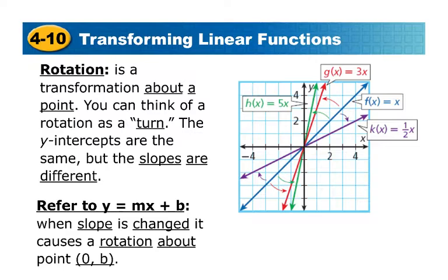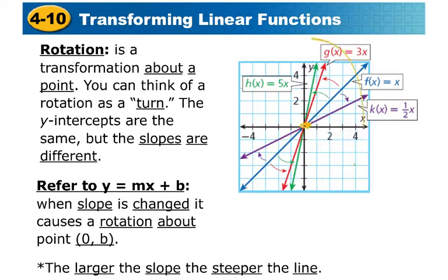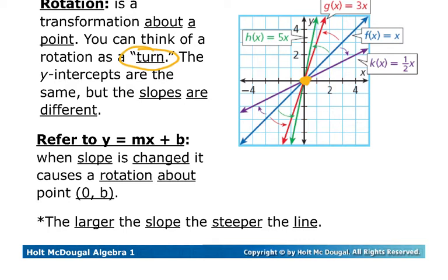Alright, and then we have our rotation, and your rotation happens about a point, so it's kind of like putting your finger here, and then you spin the arms there. We're going to think of a transformation as about a point, and you can think of it as a turn, and the y-intercepts are the same, but the slopes are different. So that y-intercept is kind of that point of where it's turning, and then from there you're rotating. We refer to y equals mx plus b because the slope is changed. It causes a rotation, but it's still about the 0, b.